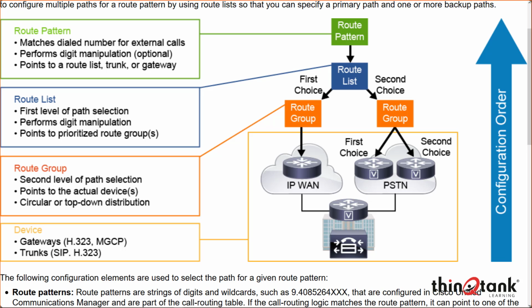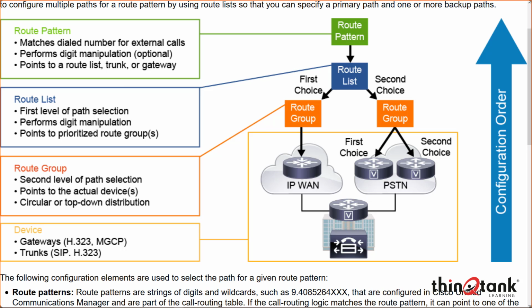The big blue arrow indicates how you have to configure these things. These are what we call dependencies. You can't configure a route list until you have route groups. You can't configure route groups until you have gateways. You can't configure gateways until you have the physical hardware, and the cards and the physical configuration. So whenever you're looking at that Visio, which I will provide to you guys, you always kind of configure everything backwards.